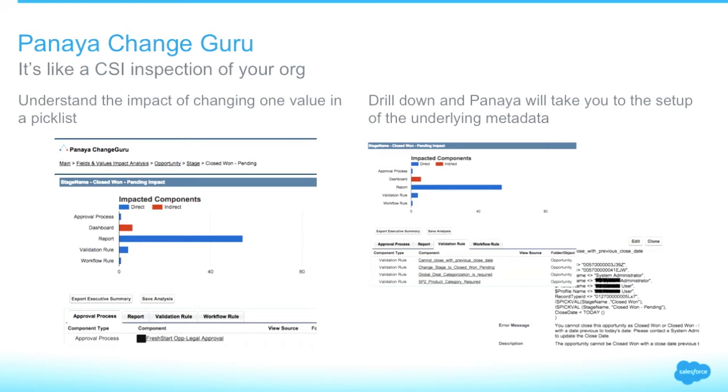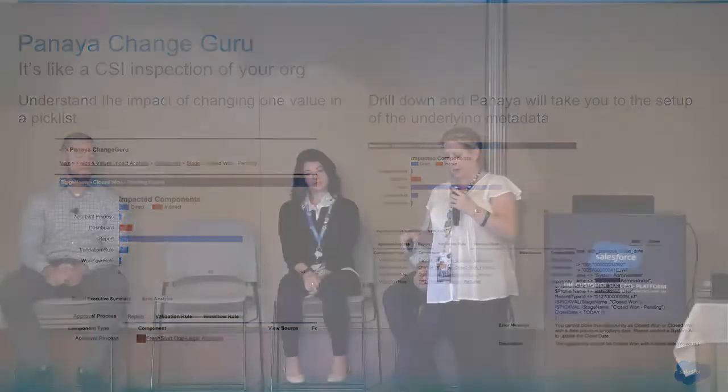The next page shows us that when we dig down into it, at the bottom of the first page where it says approval process, it will take you right into that approval process. See, the names are being blanked out to protect the not-so-innocent customer. And when we're drilling down and looking at the metadata, we can go right into that validation rule. So a right click, open a new page, and it's going to take us right into that validation rule. Then we can see what's going on.